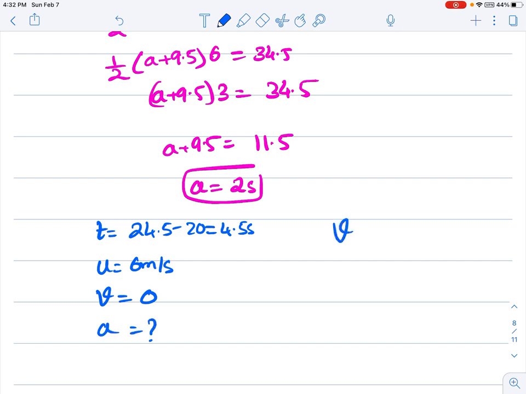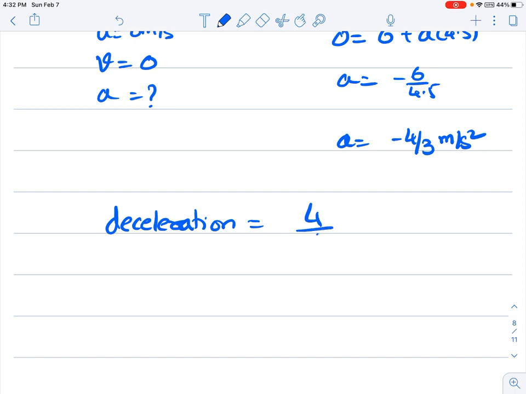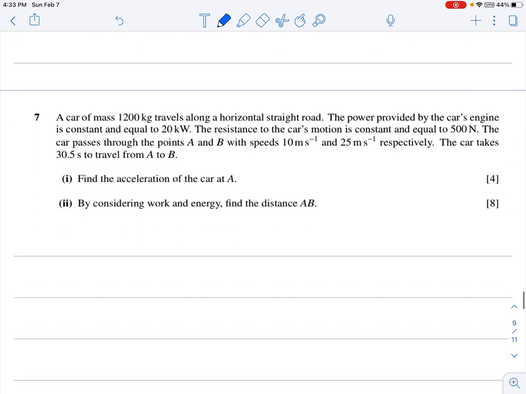Okay, so I use v is equal to u plus at. V is 0, u is 6, plus a, t is 4.5. So a is equal to minus 6 divided by 4.5, which is negative 4 upon 3 meters per second squared. This is acceleration, but he's asking deceleration, remember. So you have to write deceleration is equal to positive 4 upon 3 meters per second squared. That's the answer for question number 6.